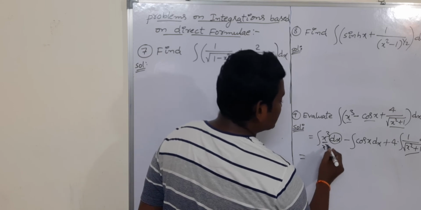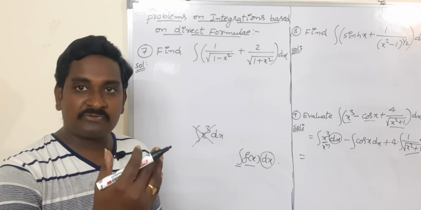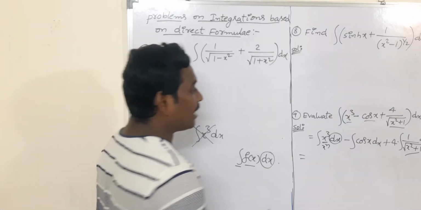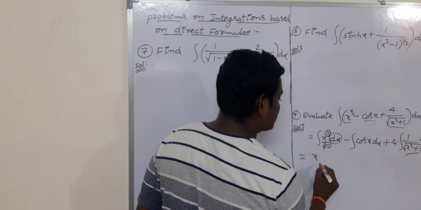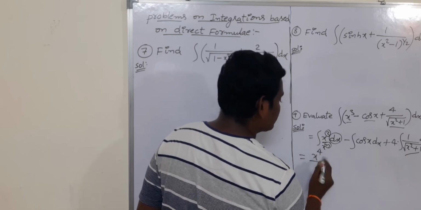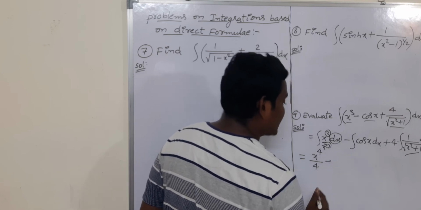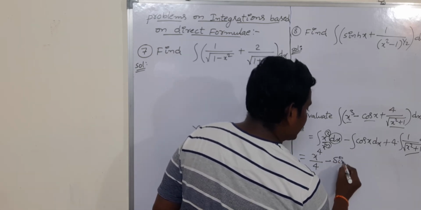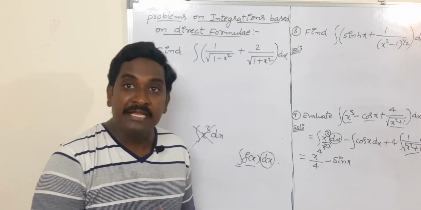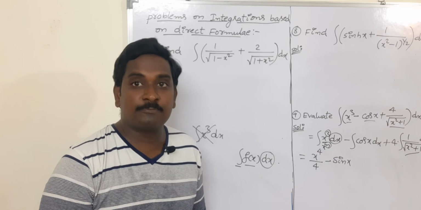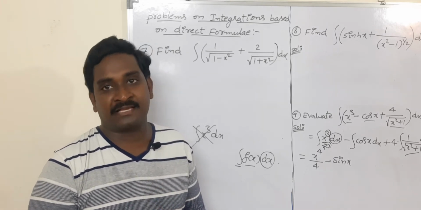Integral x cube is in the form of x power n. What is the integral of x power n? x power n plus 1 by n plus 1. Here we have n equal to 3. So you will get x power 3 plus 1 by 3 plus 1. 3 plus 1 is nothing but 4: x power 4 by 4. What is the integral of cos x? Sin x. Don't write minus sin x, because here we are taking the integration of cos x, which is plus sin x. If you take the derivative of cos x, it is minus sin x.